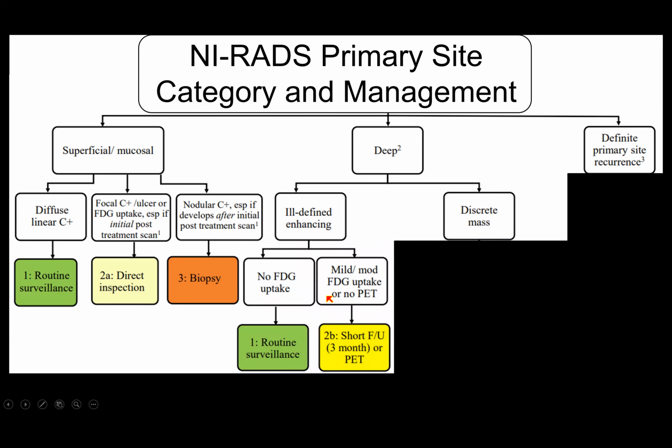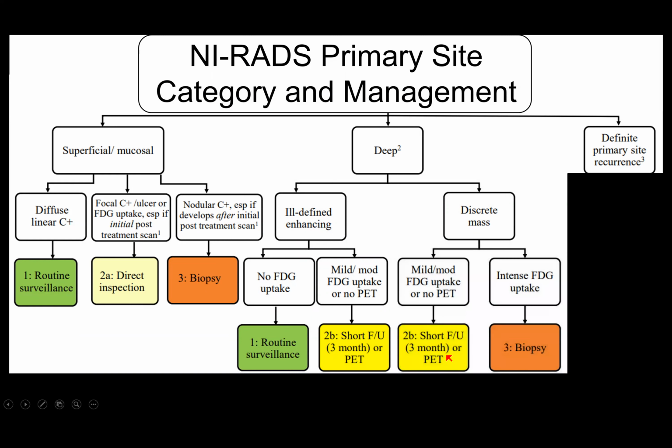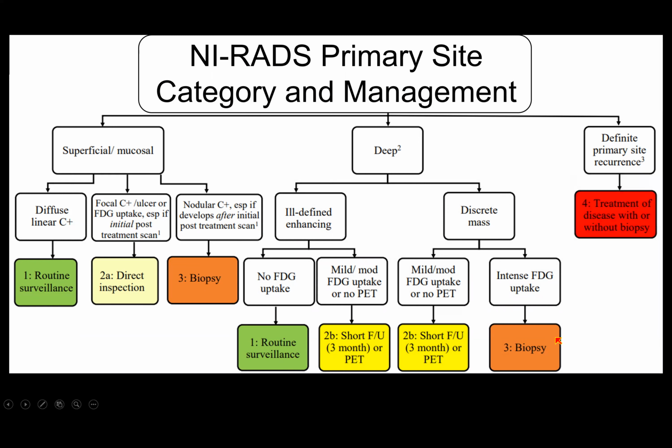If it's ill-defined, we can look at the FDG uptake. If there's none, maybe we'll do routine surveillance. If a little bit increased uptake, maybe short-term follow-up. If we definitely see a mass and there's intense uptake, that's going to be level 3. We're going to want to biopsy that. And if it's definitely pathologic, we treat it.